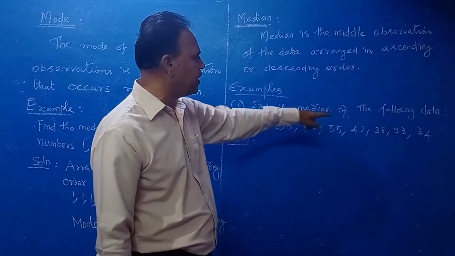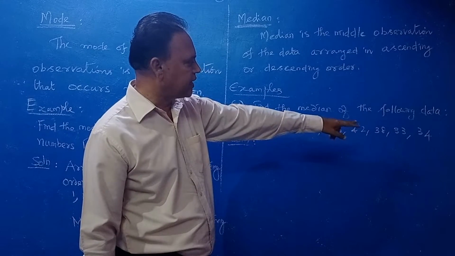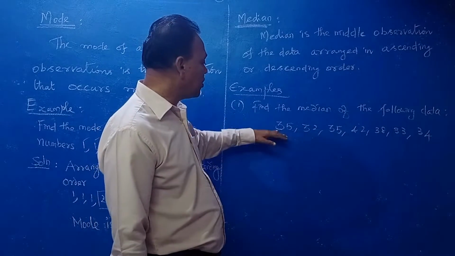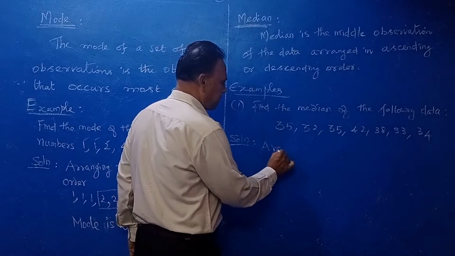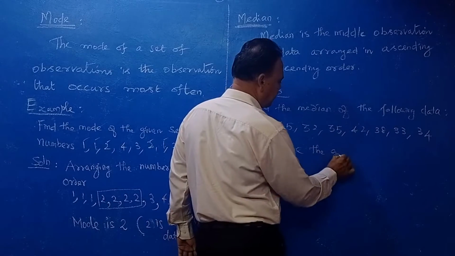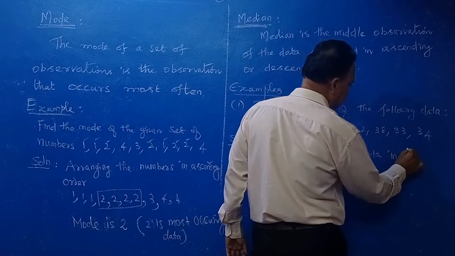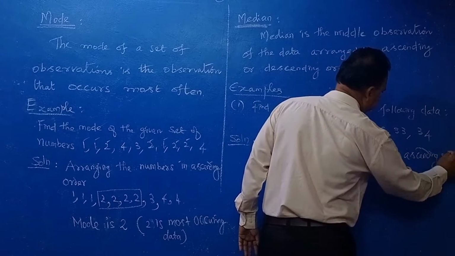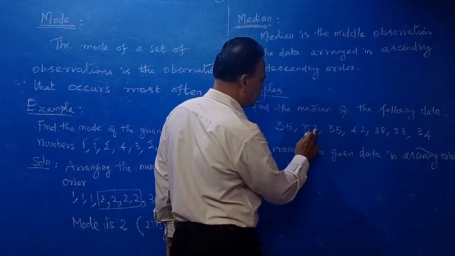First example: find the median of the following data: 35, 32, 35, 42, 38, 33, and so on. A group of data is given. Clear? First you have to arrange these data in ascending order. That means first you write the lowest one. What is the lowest one? 32.